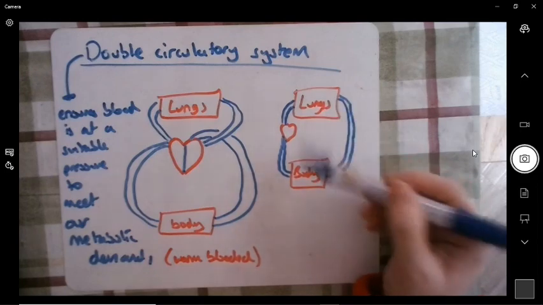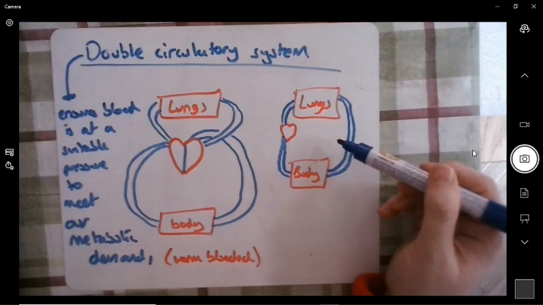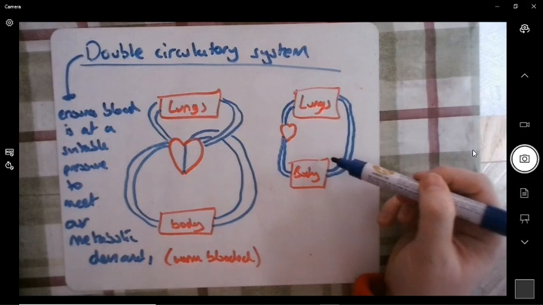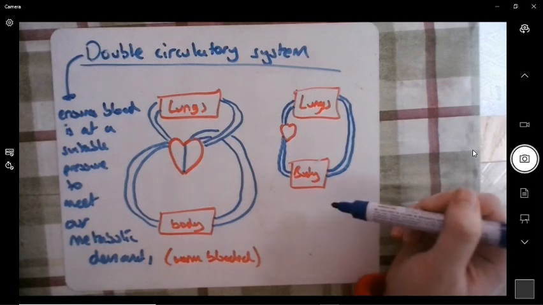This single circulatory system will not work in mammals and birds. Because we are warm-blooded, this will not deliver the oxygenated blood to the body cells quick enough to allow our metabolic demands to be met.